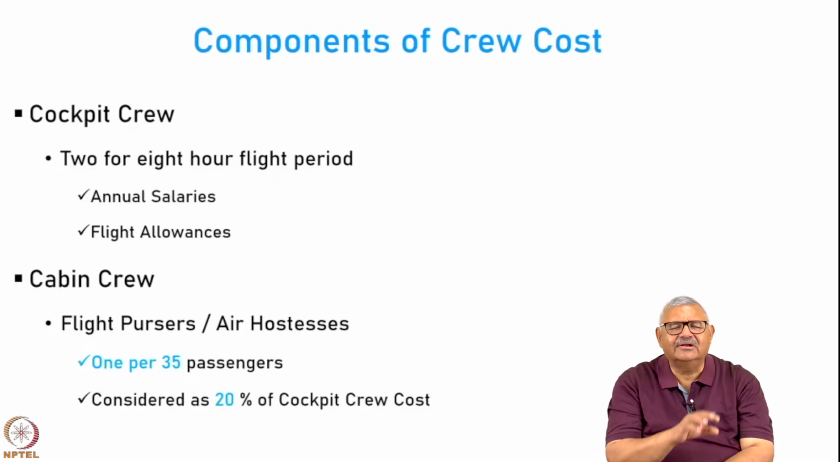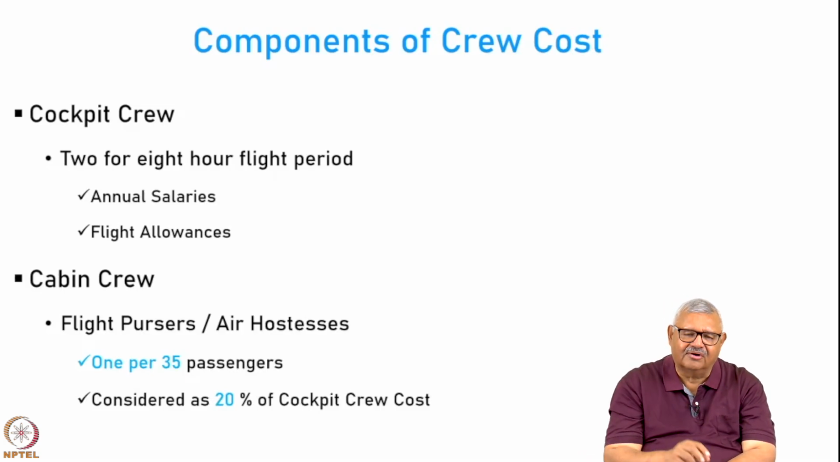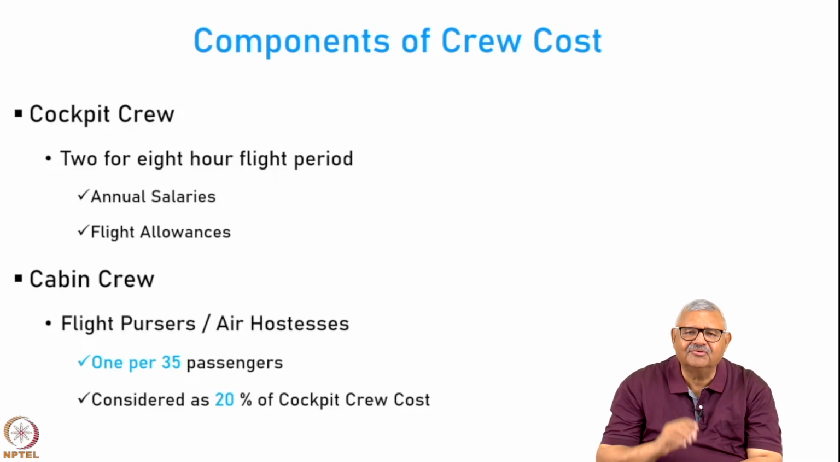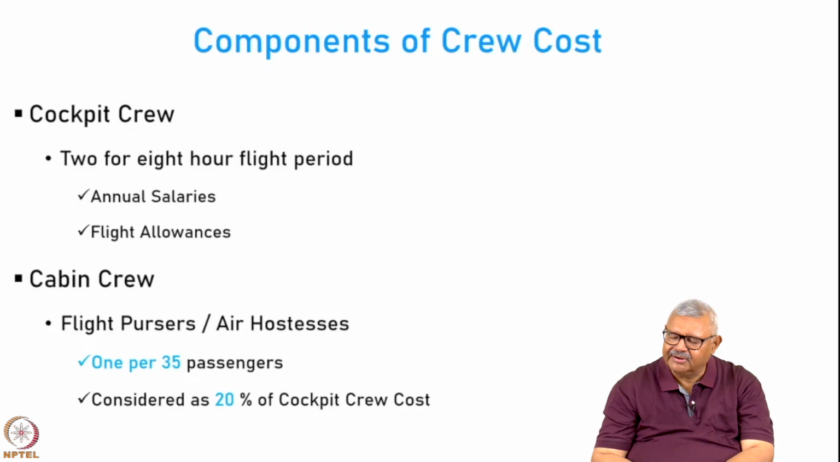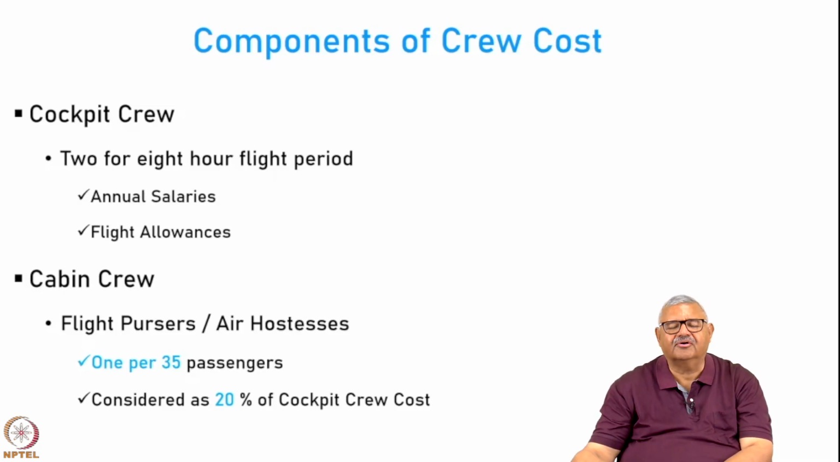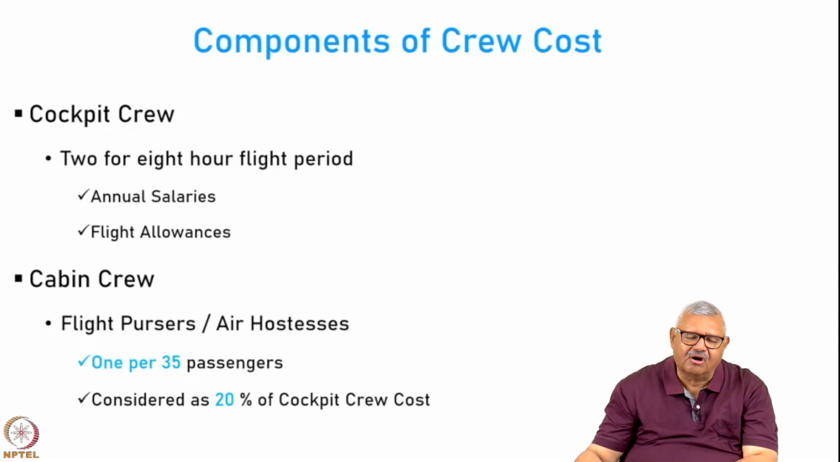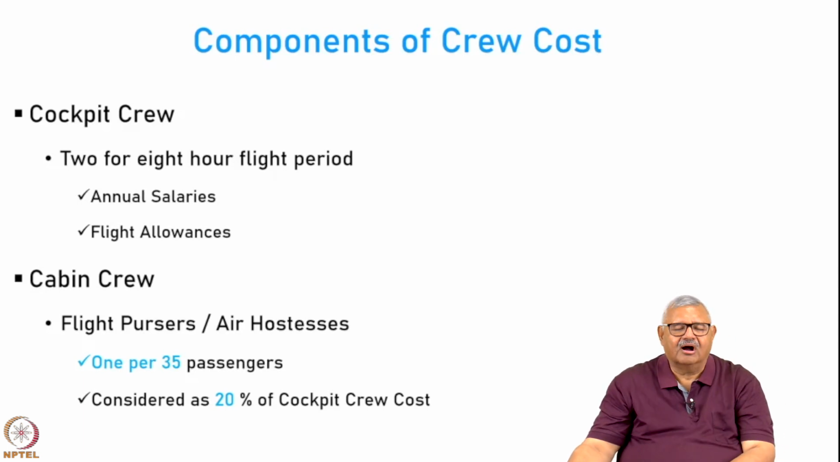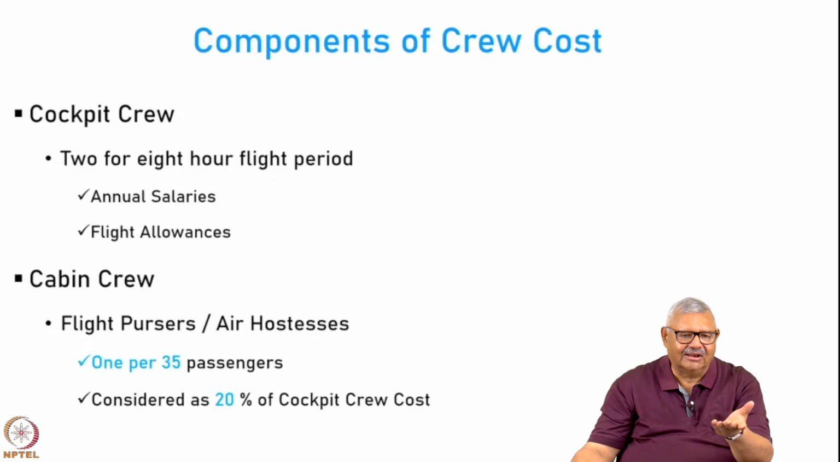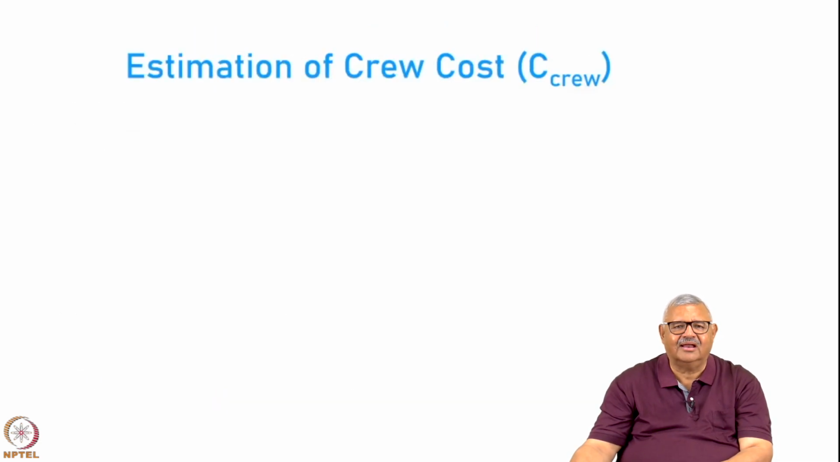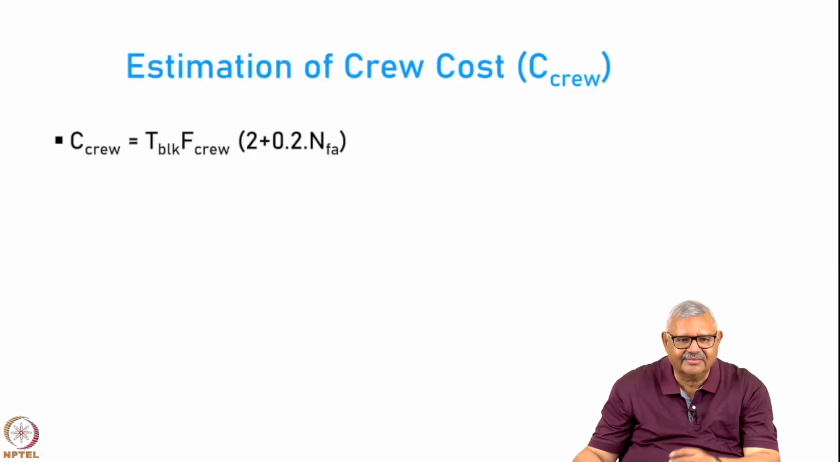Now, we do not get into the nitty-gritty of calculating the cockpit crew cost and cabin crew cost separately. We just say, okay, let us assume that the cost towards the cabin crew is 20% of the cost towards the cockpit crew. So, we just multiply the cockpit crew cost by 1.2 and you get the total crew cost. It is an assumption, okay. One can do more refined sizing calculations for cockpit crew cost and cabin crew cost, but in my case I have just taken it as 20%. So, let us go ahead and calculate.